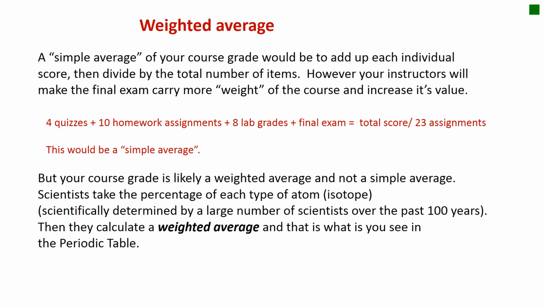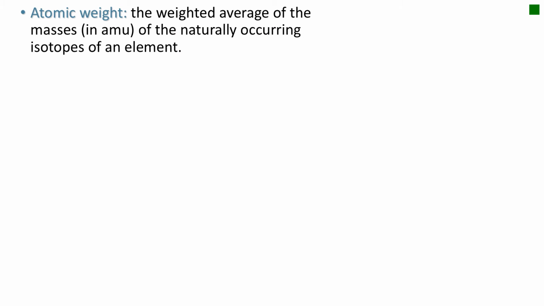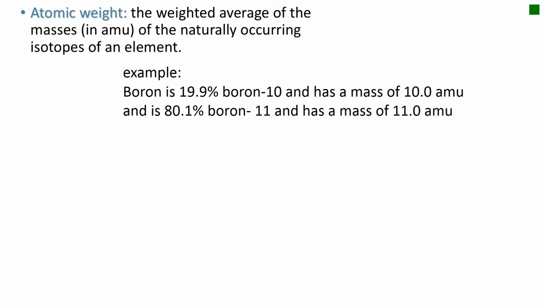But what scientists have done over the last 100 or so years is determine and calculate the weighted average of each atom, each element on the periodic table. And they take the percentage and they weight each percentage by how abundant it is, how much is present. So the atomic weight is this weighted average of all the masses in AMUs of the naturally occurring isotopes of an element. So for example, if you look at a sample of boron, 19.9% is boron-10 and has a mass of 10.0 AMU, and boron is 80.1% boron-11 and has a mass of 11.0 AMU.